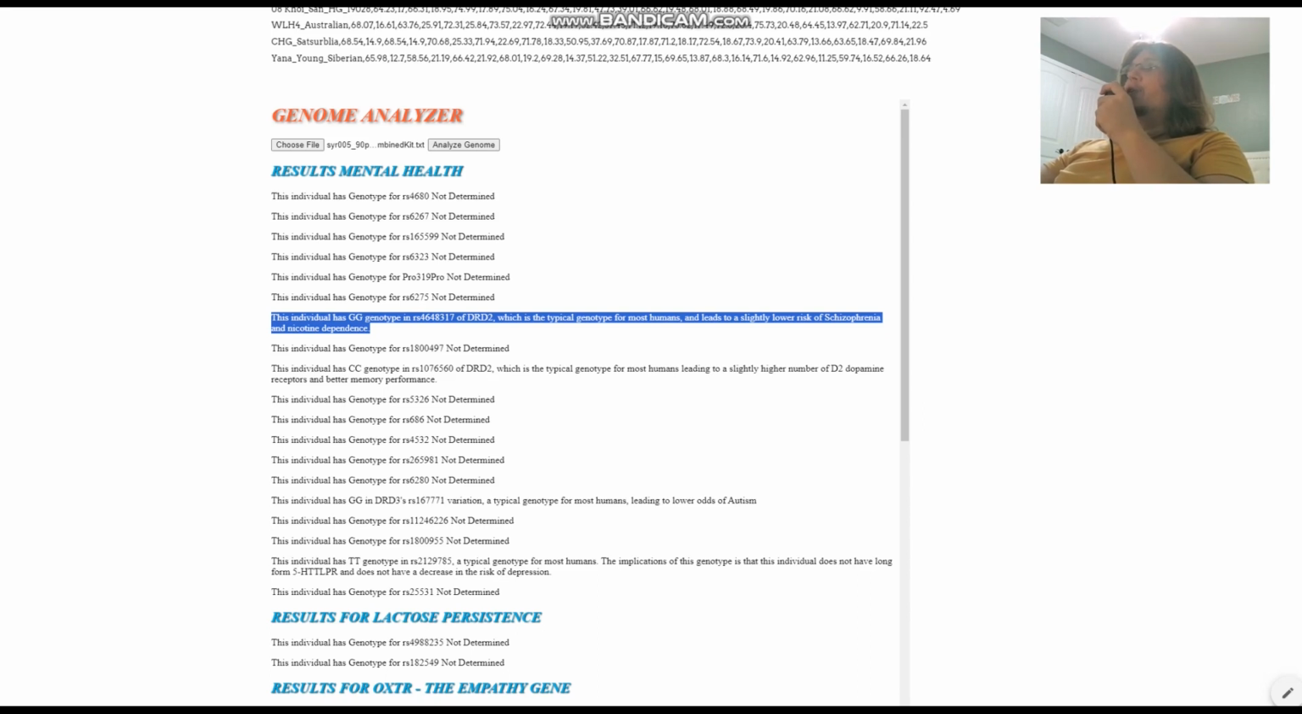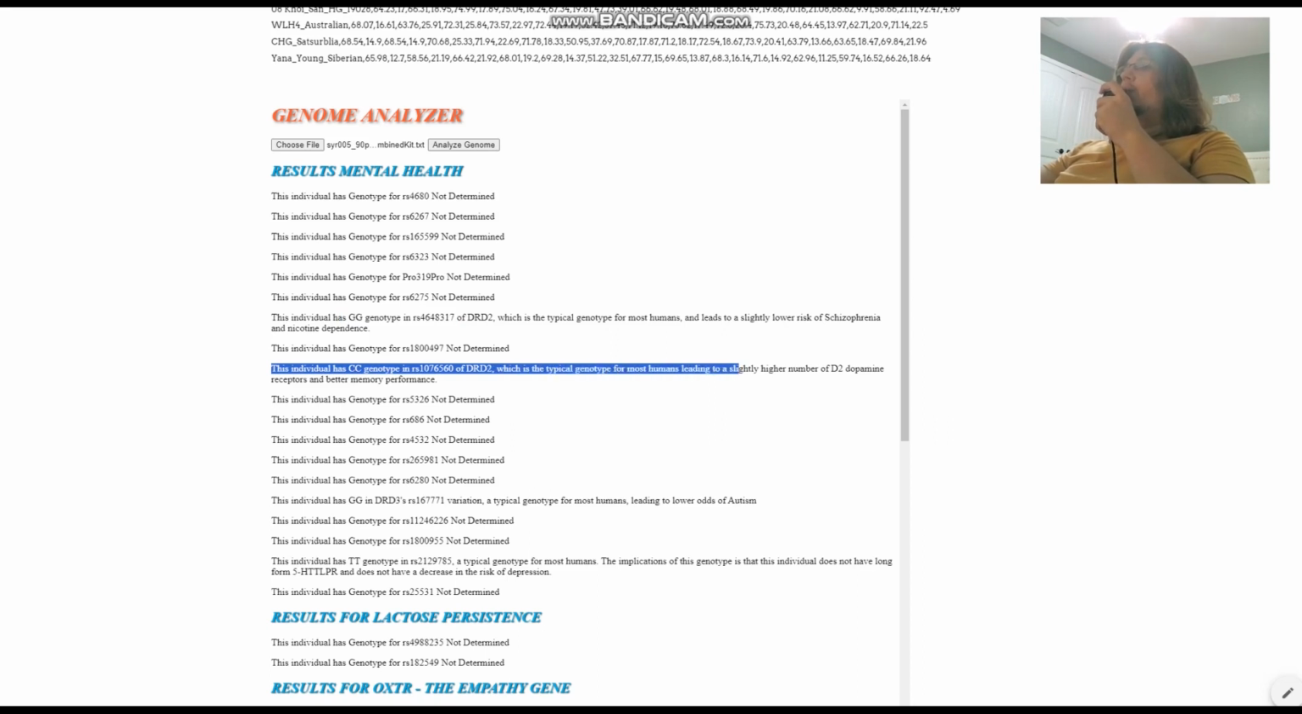I did some research on this before. Well, I do research on everything that I add to my website, obviously. And the GG genotype here actually decreases the number of D2 dopamine receptor sites a little bit. He's got CC here, once again DRD2, which is the typical genotype for most humans and leads to a slightly higher number of D2 dopamine receptor sites and better memory performance.